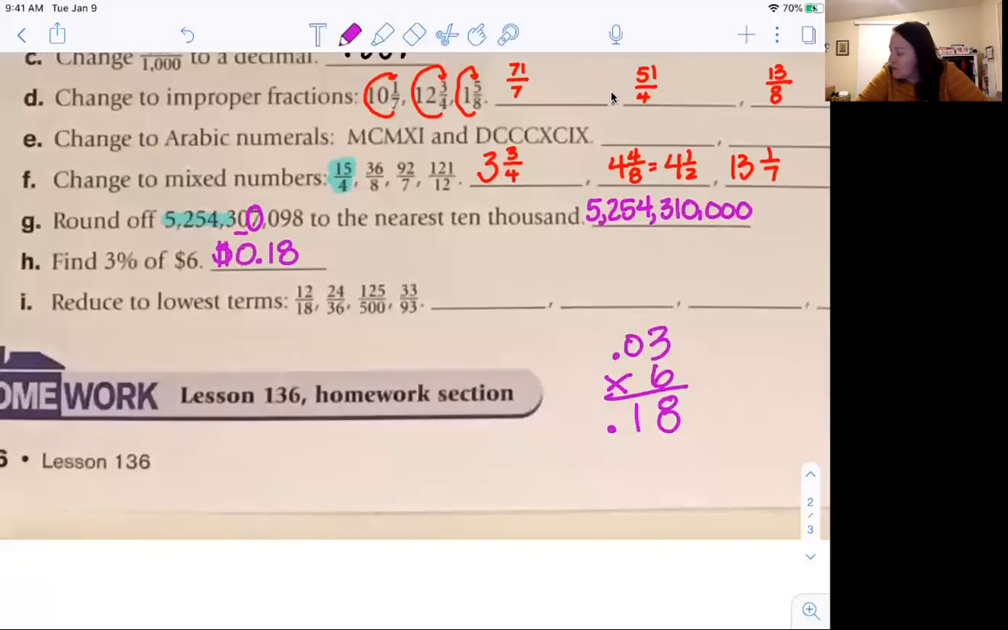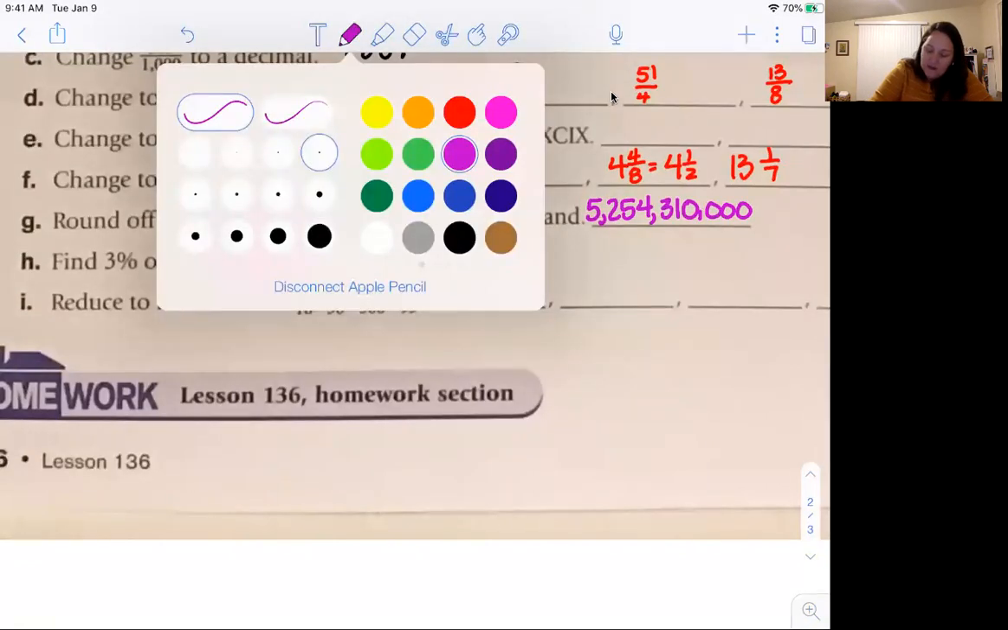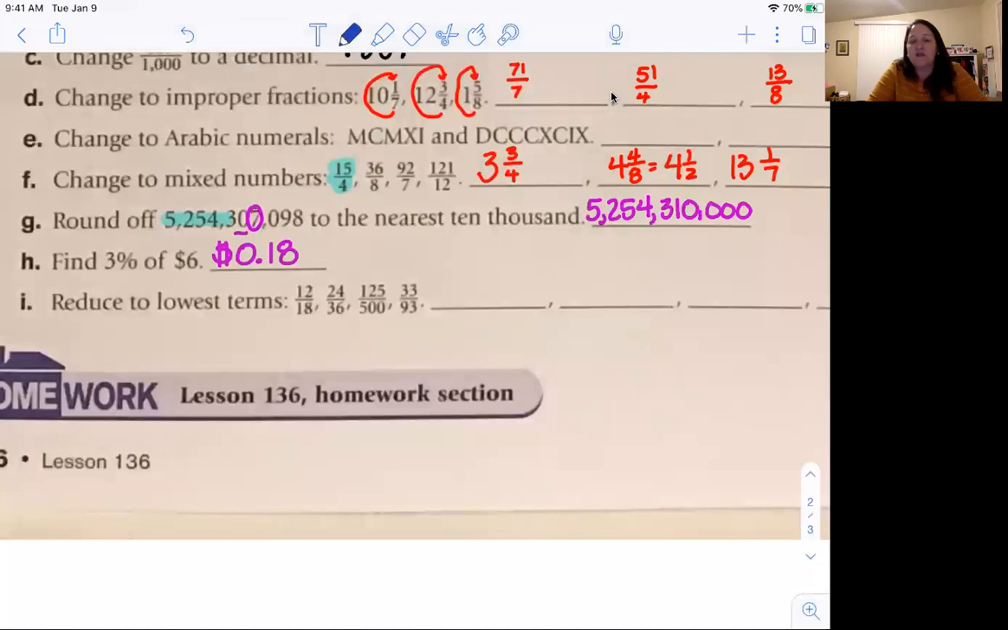Okay, let's move on. One more. Letter I, reduce to lowest terms. Sometimes these can be tricky, but we can do them. We have to ask ourselves, what is the greatest common factor that goes into both 12 and 18? If you said 6, you are 100% correct. 12 and 18, we have 6 is the greatest common factor, and we end up with 2/3. Excellent.